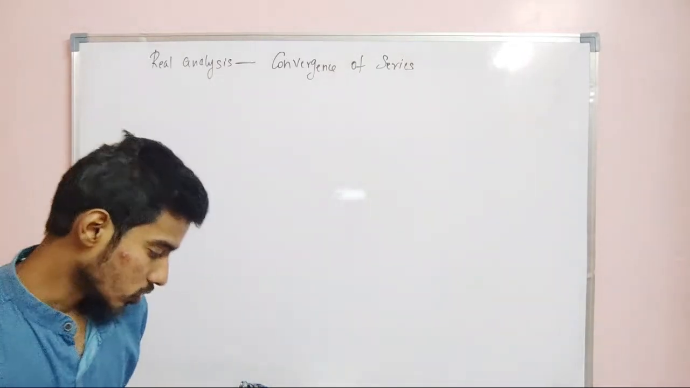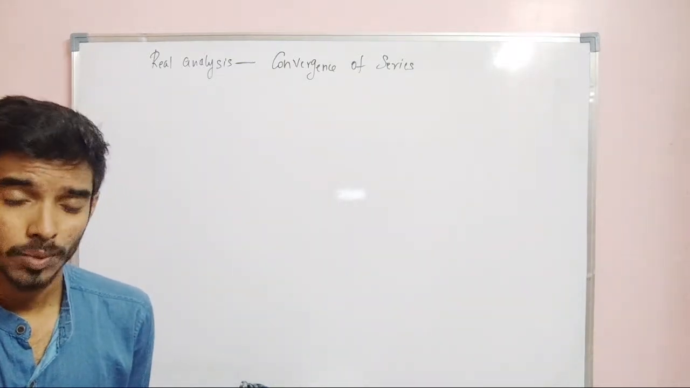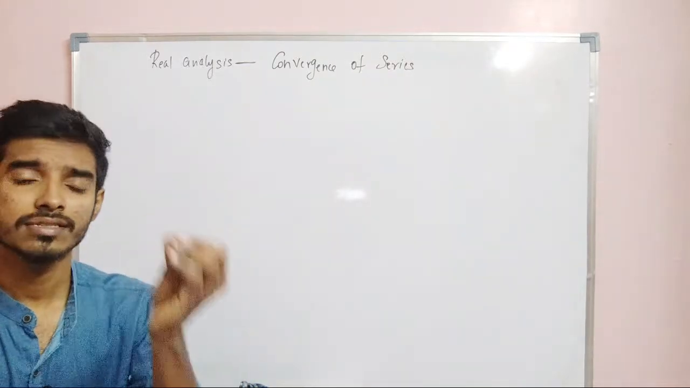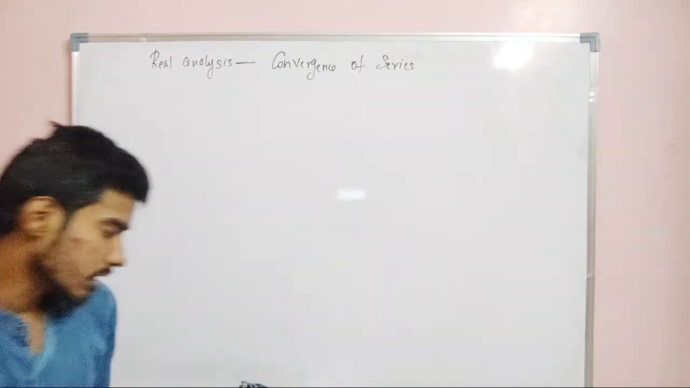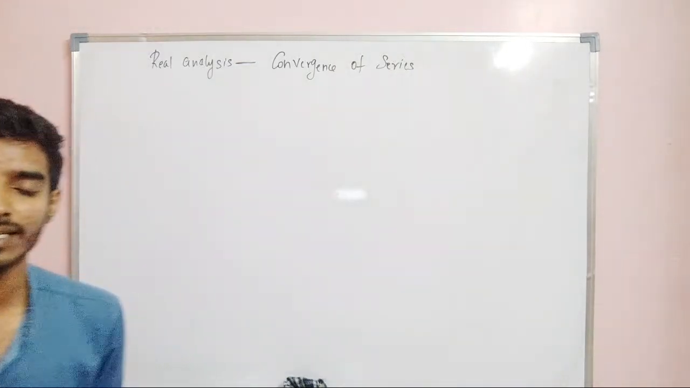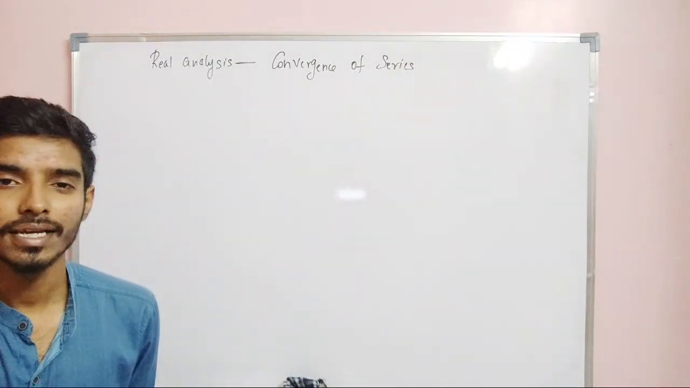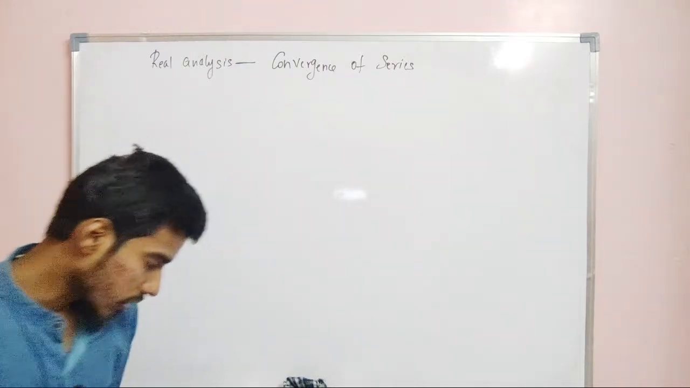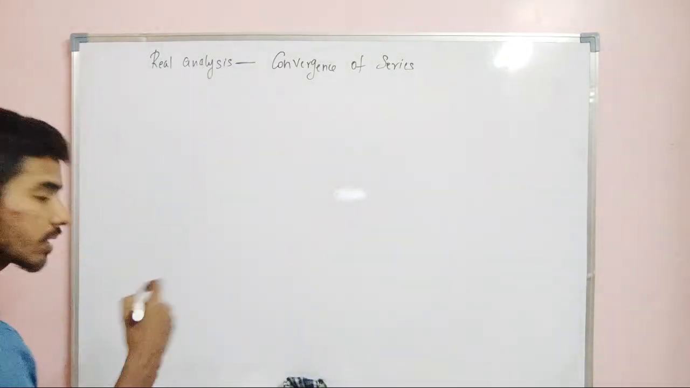I'm assuming that you know what is meant by convergence of sequence. A sequence has to be convergent after some stage. If every term of the sequence approaches a certain number, then we say that it converges to a limit L. Similarly, for a series to be convergent, the partial sums must be convergent, and then we say the series is convergent. Just go through the definition that I already taught in the analysis playlist.